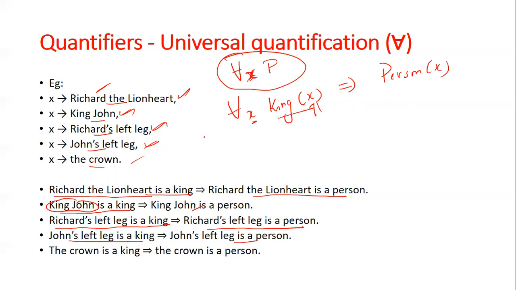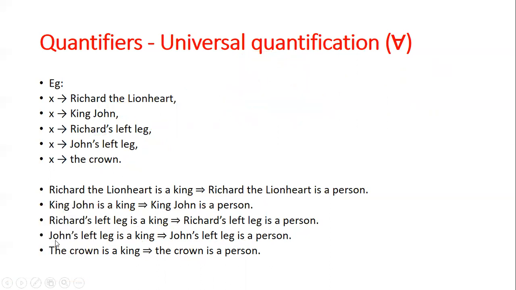And when you apply crown for x, then you get: the crown is a king, which implies that the crown is a person, right? Now for all x means that all these things should be true. All these things should be true, right? So to understand this, let us understand what implication is.